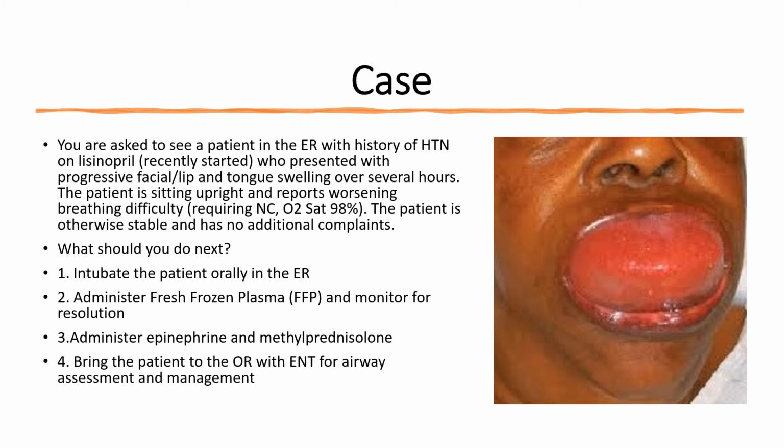Number 1, you want to intubate the patient orally in the emergency department because you're concerned about the airway and think it needs to be taken care of right now. Number 2, you want to give fresh frozen plasma or FFP and monitor this patient for resolution. Number 3, you give epinephrine and methylprednisolone. And number 4, you bring this patient to the operating room and you have your ENT or ear, nose, and throat colleagues for surgical airway backup.